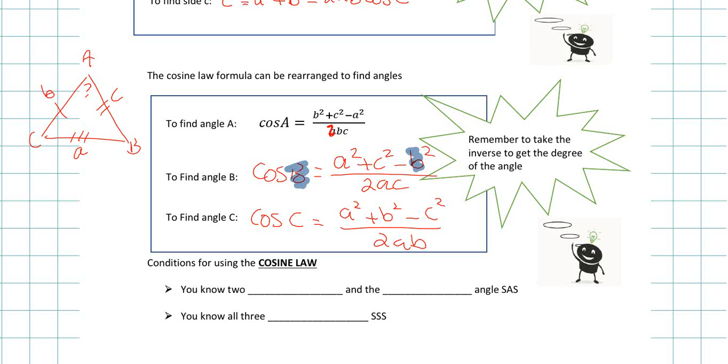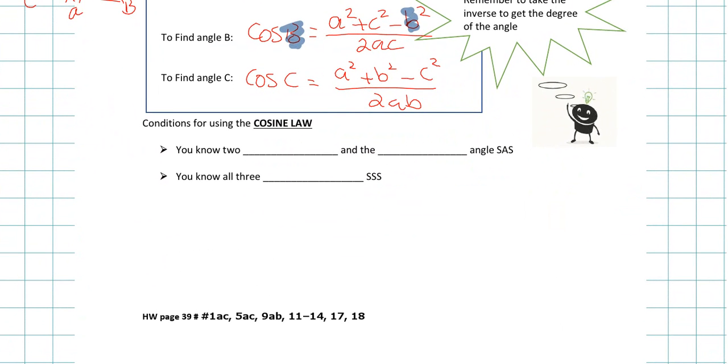Okay, so let's fill this out here. Two sides and the contained angle, or if you know all three sides. Any questions about this so far? We're good?